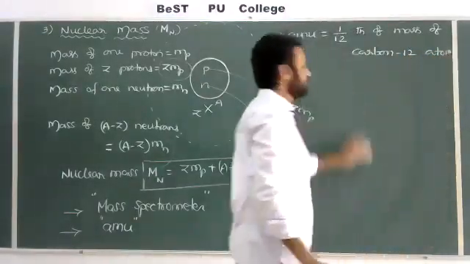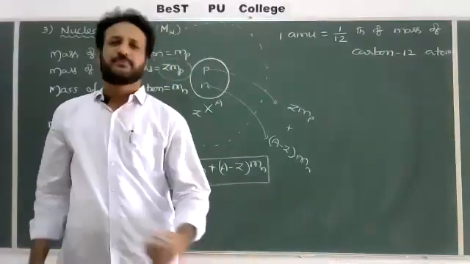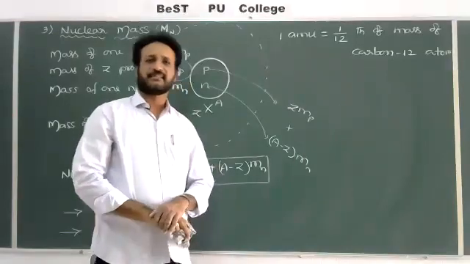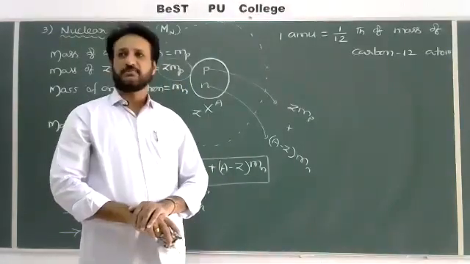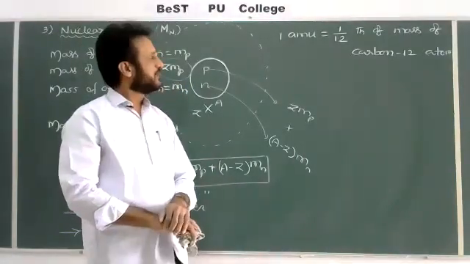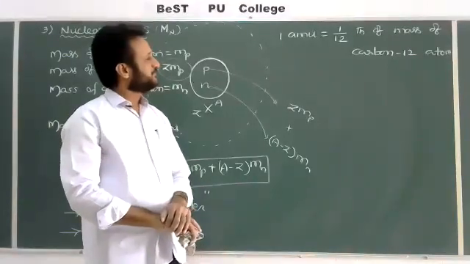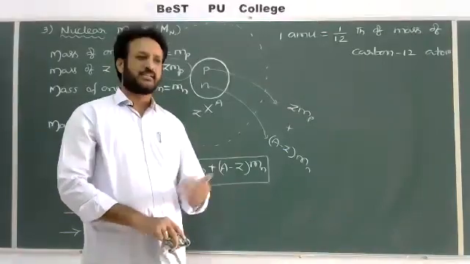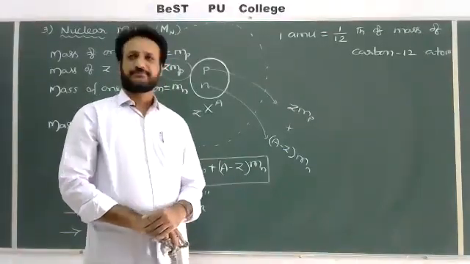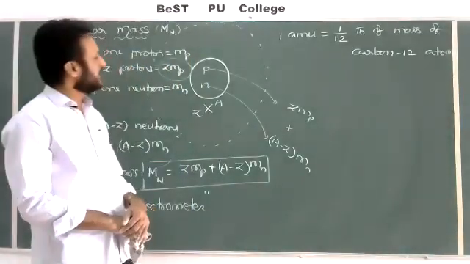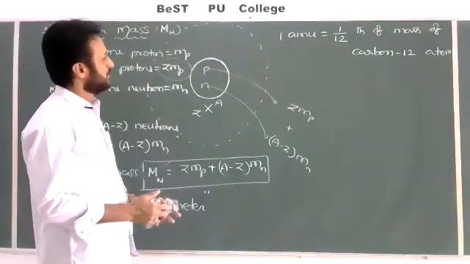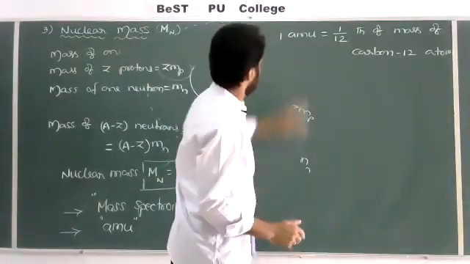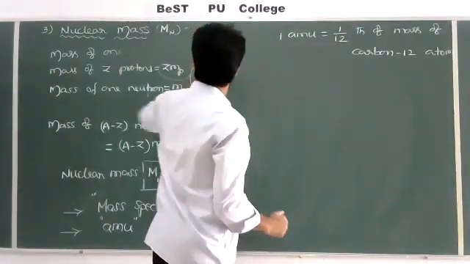Sometimes the definition may be asked for 1 mark: define AMU. So 1 AMU is defined as 1/12 of the mass of a carbon-12 atom.